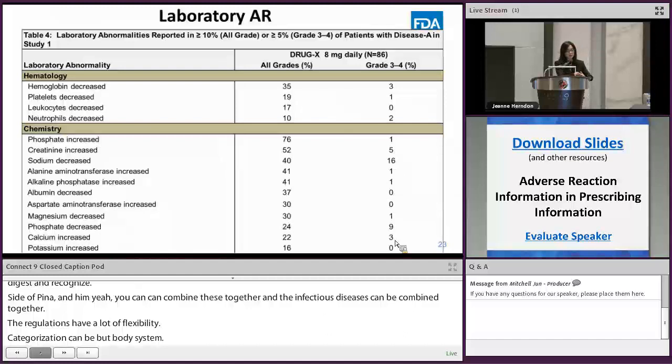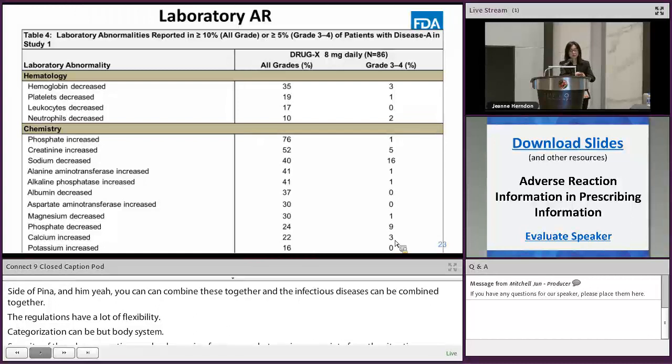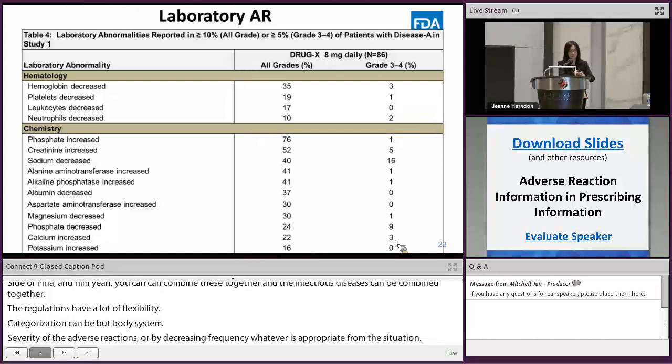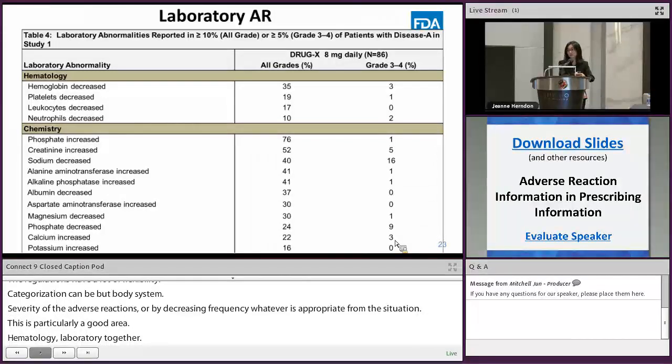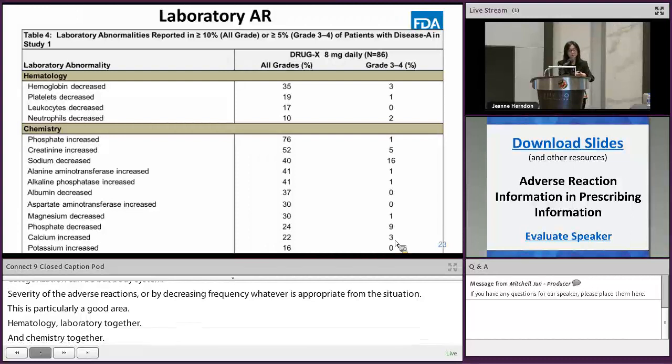Laboratory adverse reactions are particularly a good area where you would want to categorize things. So hematology laboratory abnormalities together, and chemistry together, it's pretty self-explanatory. And here in this example, you'll note that the cutoff point that was chosen is different for all grades, and then specify 10% for all grades and 5%, for instance, for grade 3 or 4.